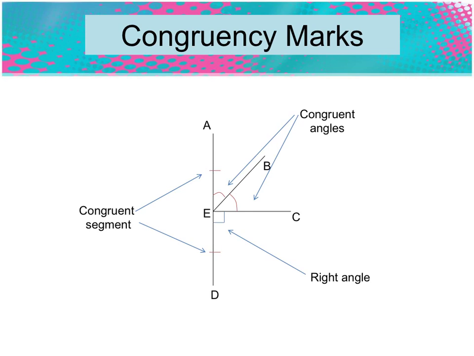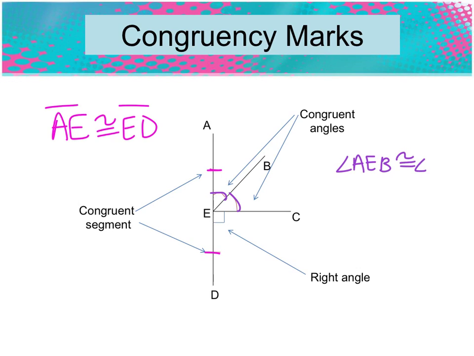And congruency marks. You're going to start to see congruency marks on segments, you're going to start to see congruency marks on angles, and then we've also added in the right angle one. So these two little marks tell you that segment AE is congruent to segment ED. This little arc and this little arc tell you that angle AEB is congruent to angle BEC. And then this little angle here tells you that angle CED is a right angle.